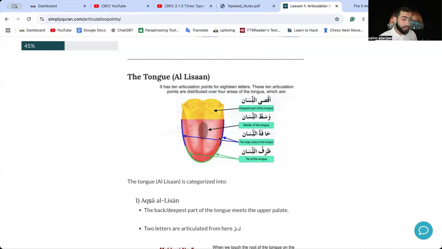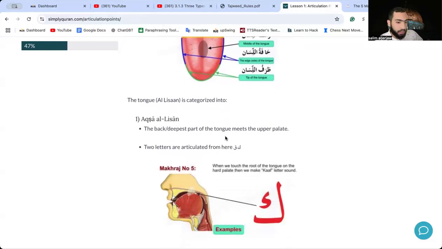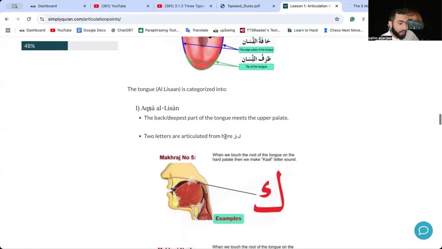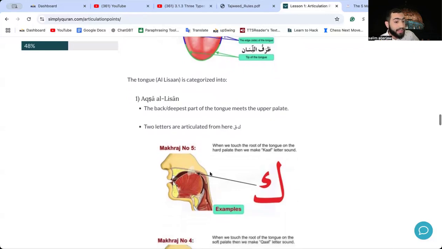Now, just recall: the tip of the tongue, right here; the middle of the tongue, exactly in the middle right here; the deepest part of the tongue, right there; and the edges of the tongue, which is here. Now let's go a little bit more specific and start from the back of the tongue. The qaf and kaf are located at the back of the tongue.